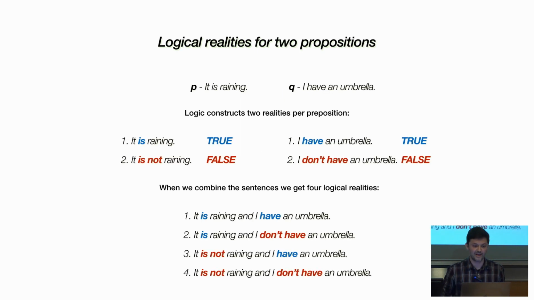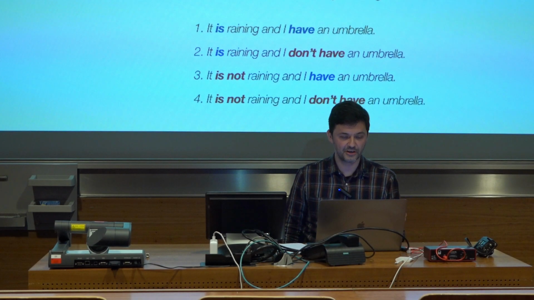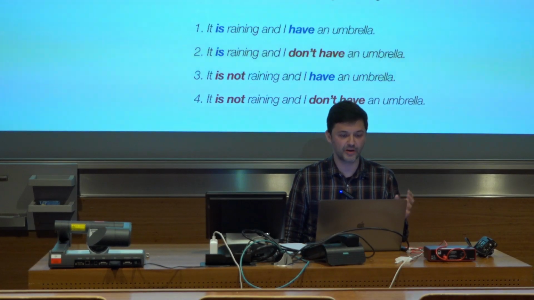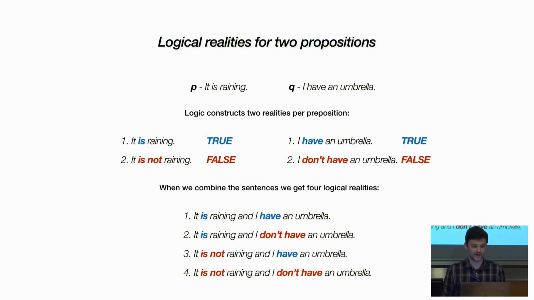Okay. Now this gets interesting. What happens when you have two propositions? P says it is raining, Q says I have an umbrella. And now logic, as I told you, constructs two realities for each of these statements. In one reality, it is raining. In one reality, it is not raining. In one reality, I have an umbrella.